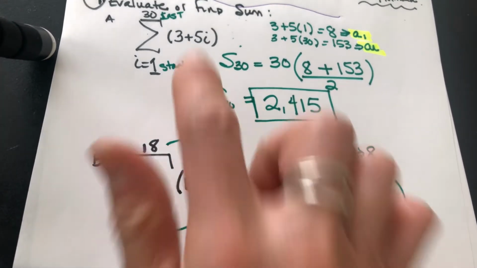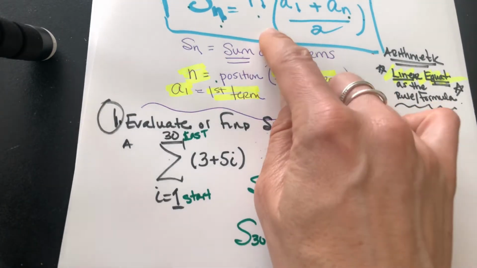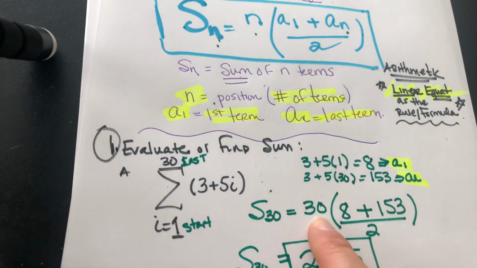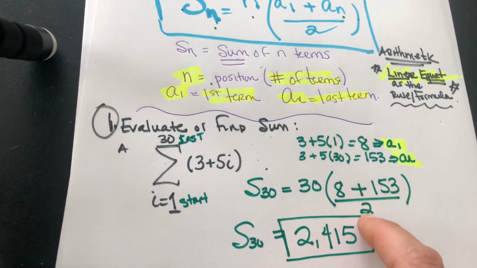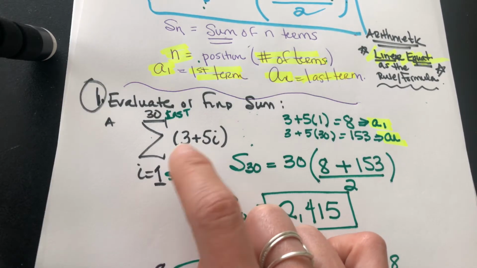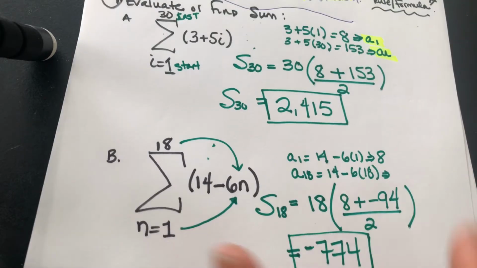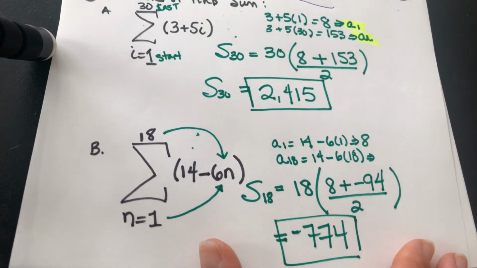Again, knowing that these are linear, great. Memorizing that formula: N, the amount of terms, first term plus last term over 2. And again, this allows you to calculate the sum. So hopefully that makes sense for you guys.